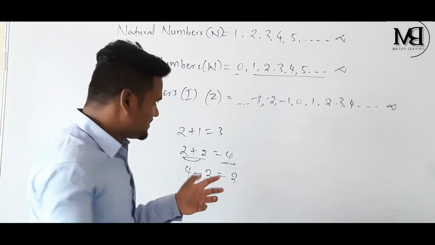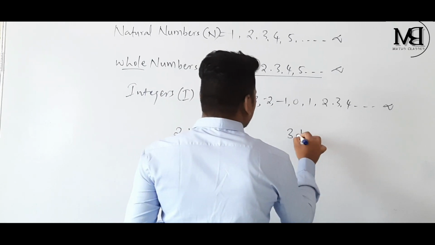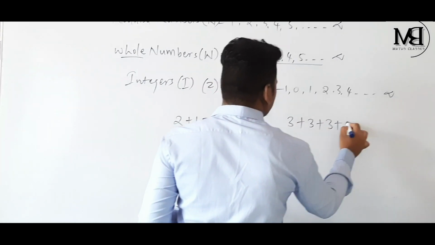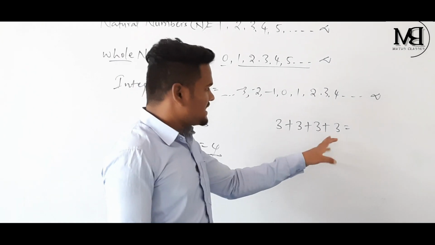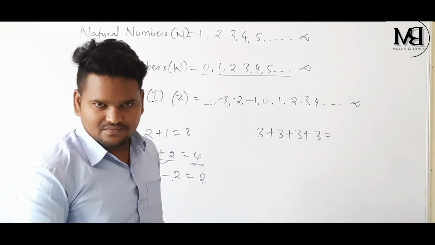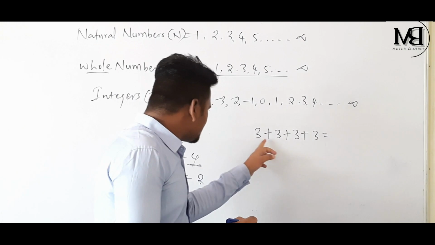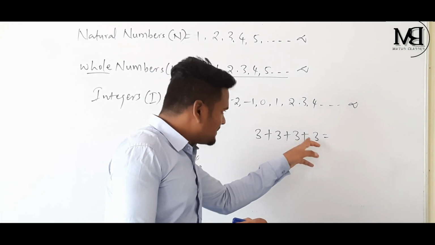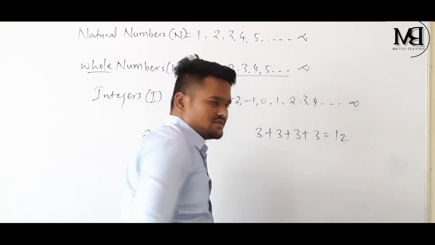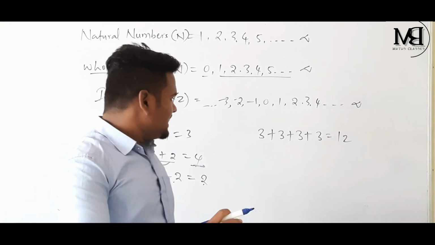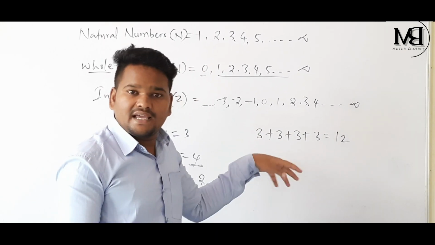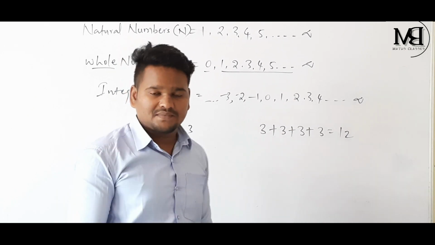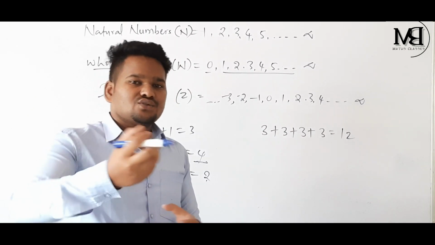Let's see one more example. For example, 3 plus 3 plus 3 plus 3 is equal to how much? It is my question. And see children, 3 plus 3 is equal to 6, 6 plus 3 is equal to 9, 9 plus 3 is equal to 12. Okay, good. You have done it. And see, here 3 is added to itself 4 times.